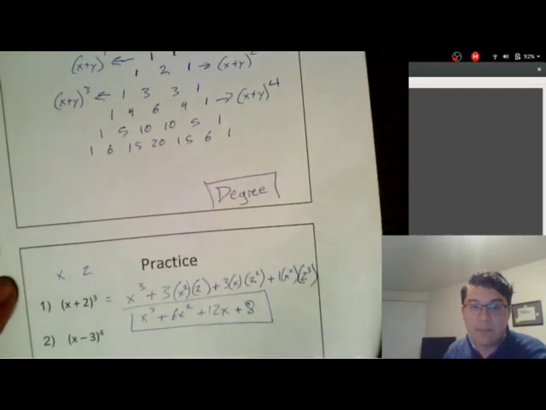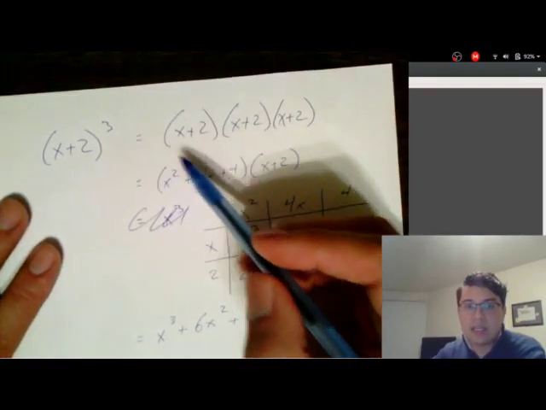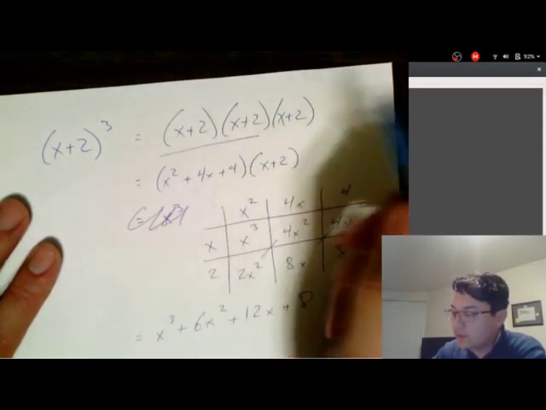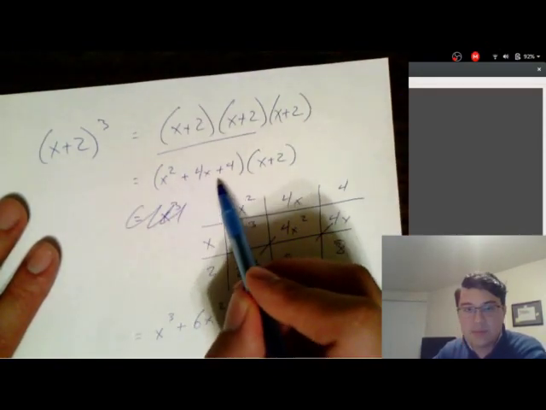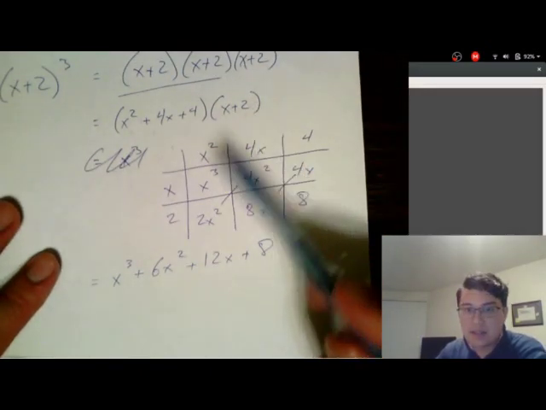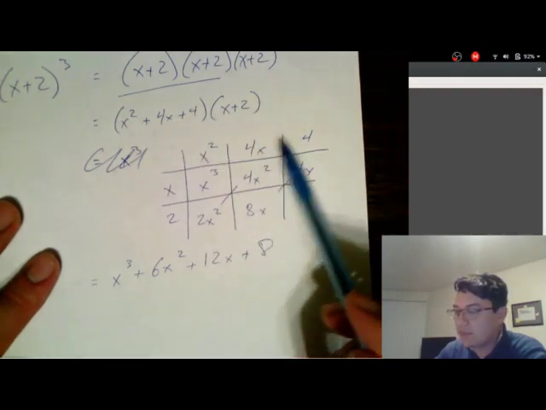If I do it by hand, x plus 2 cubed is the same thing as x plus 2 times x plus 2 times x plus 2. FOIL the first two terms together. I'll get x squared plus 4x plus 4. Got to multiply by the x plus 2, so I set up a lattice. The x and 2 make up the column, so x and 2. And then x squared, 4x and 4, x squared, 4x and 4.